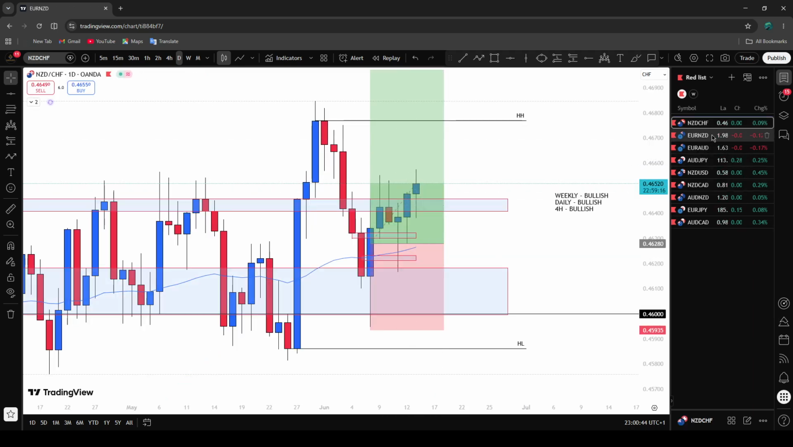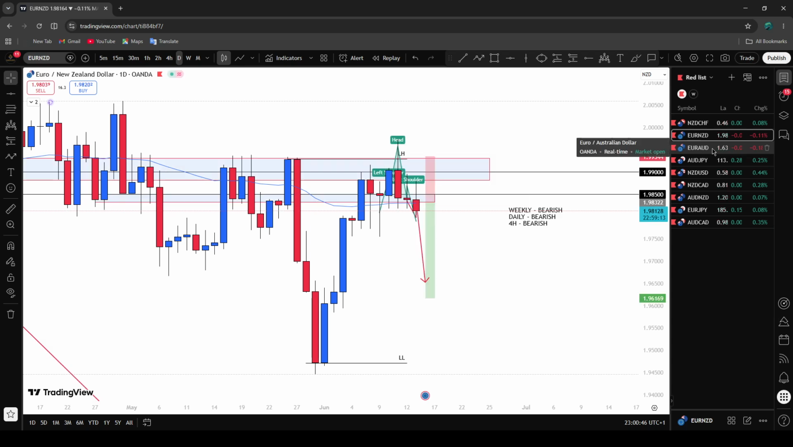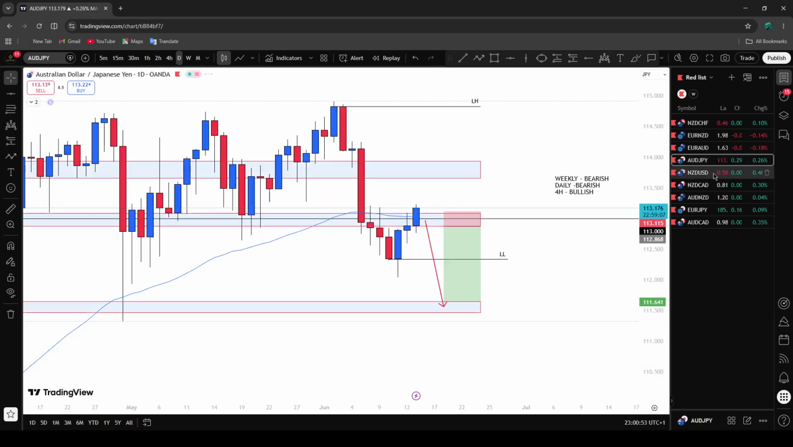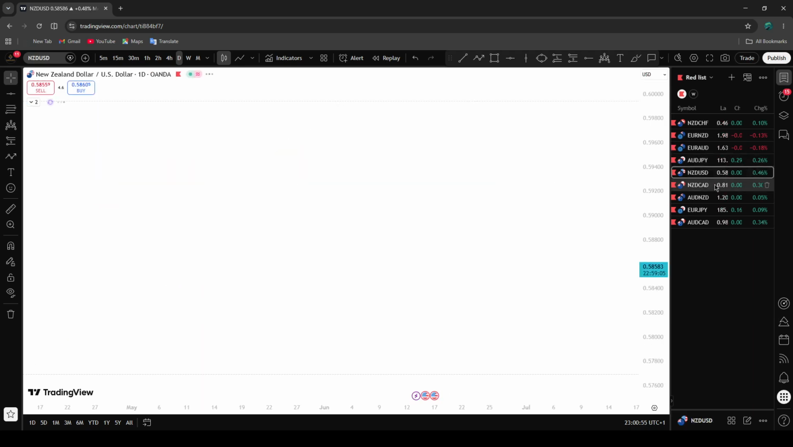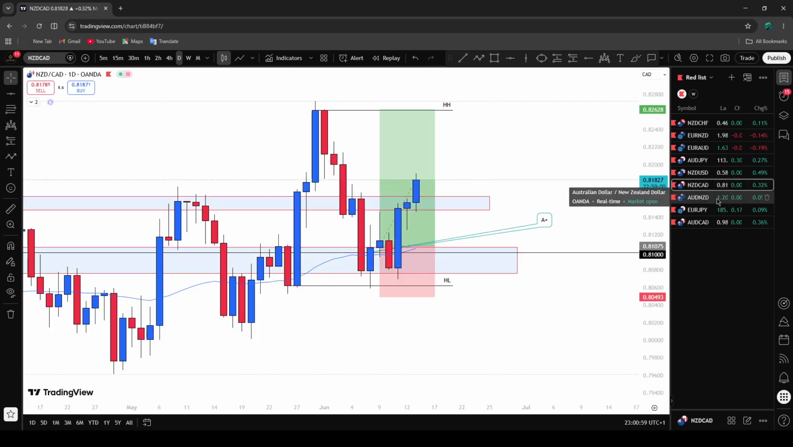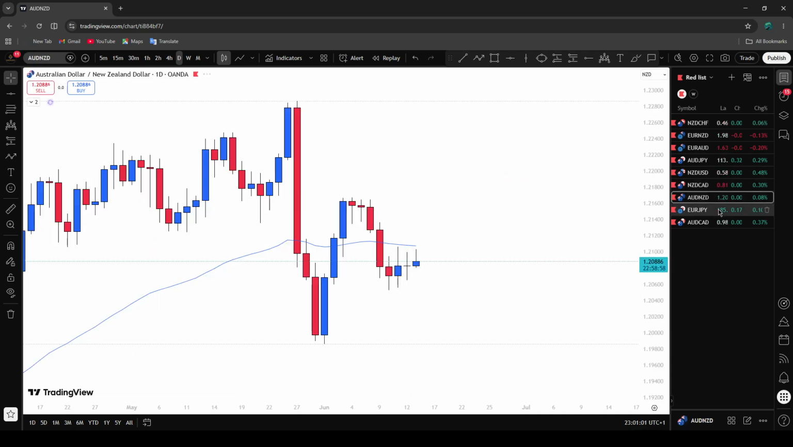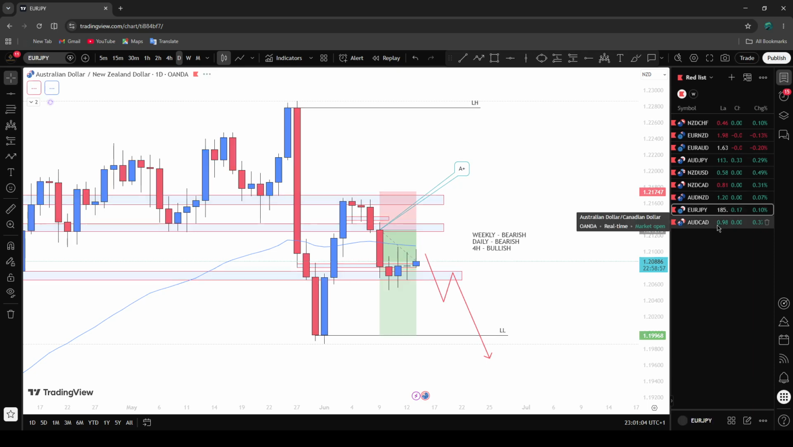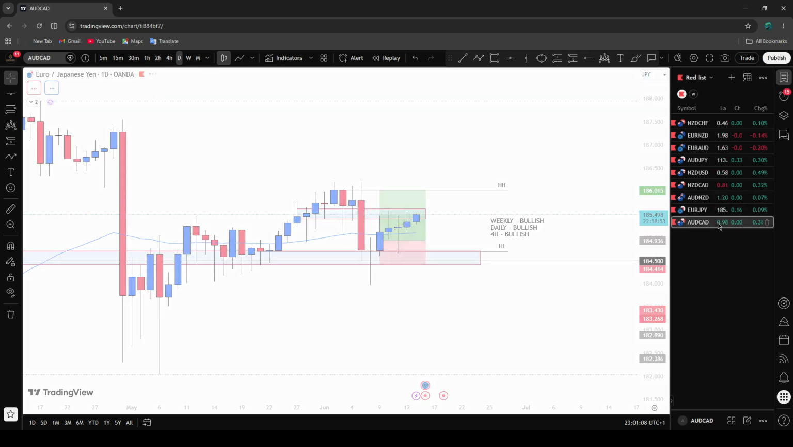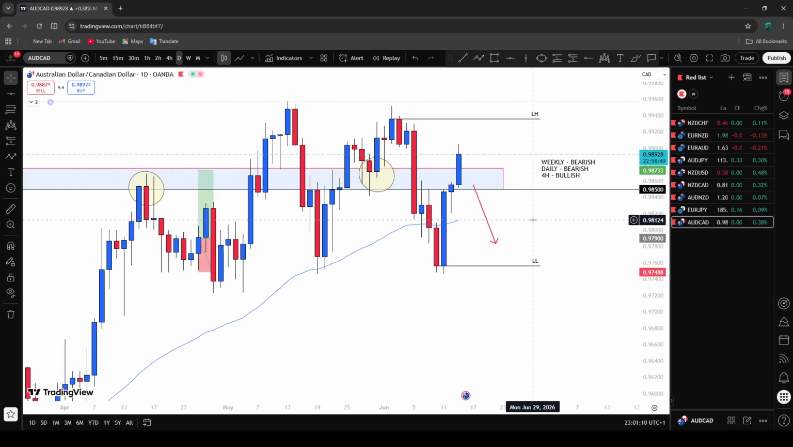Waiting for the market to do its thing. This one waiting for pullback to enter. This one waiting for rejection to buy, waiting for rejection to sell, waiting for rejection to sell. Just observe what it does. Observe. Then this one also rejection to sell. So this one should be rejection to sell.